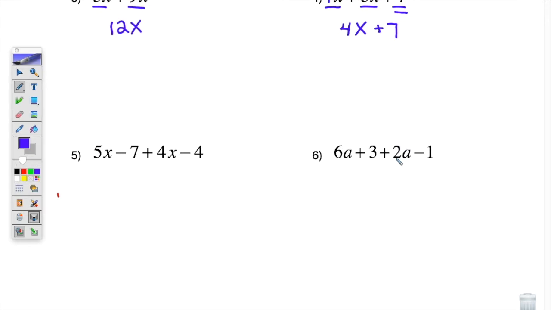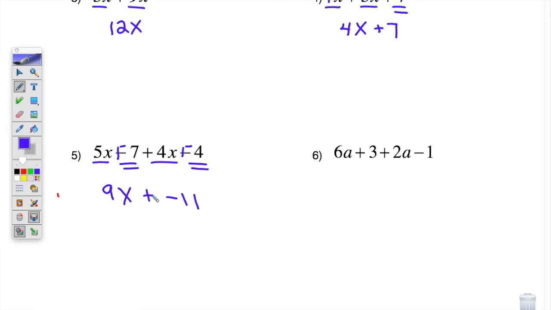Number 5, we have subtraction. So the first thing you should do is change any subtraction to add the opposite. Then combine like terms. My 5x I can add together with my 4x to give me 9x. My negative 7 I can add to my negative 4 to give me negative 11. My operation in the middle is addition, so it's 9x plus a negative 11.